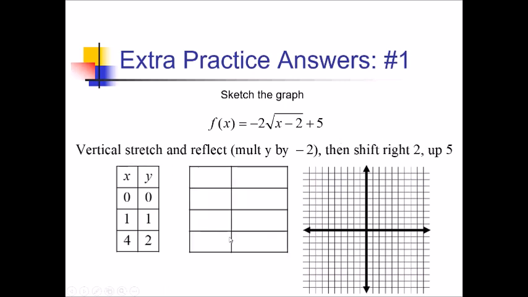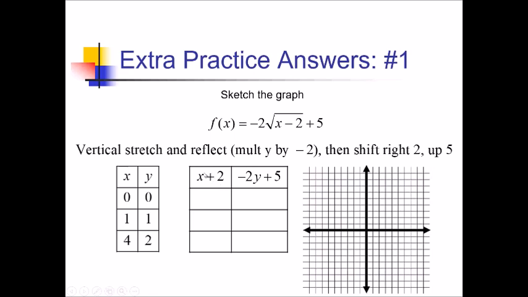Let's put all that in a new table so I can change these original points around a little bit. The only thing happening to the x values is this right shift of 2. That's just going to add 2 to every x value. For the y values, we said we're multiplying those by negative 2 and going up 5, so I have to do negative 2y plus 5 if I'm doing this algebraically.